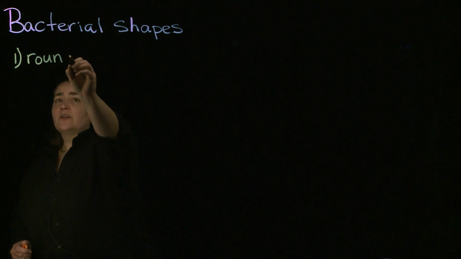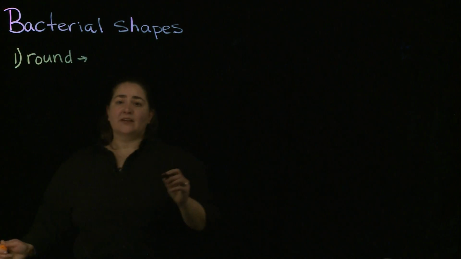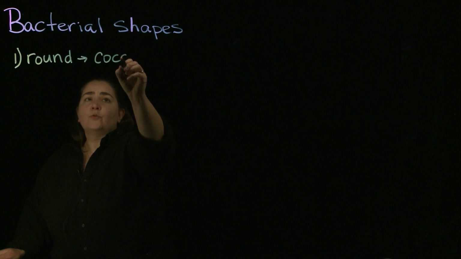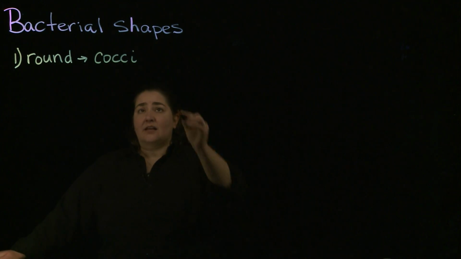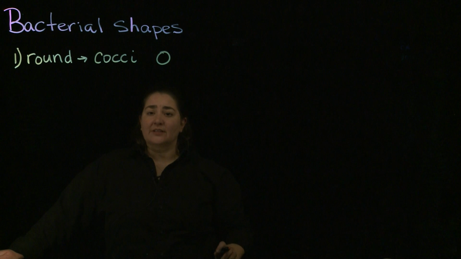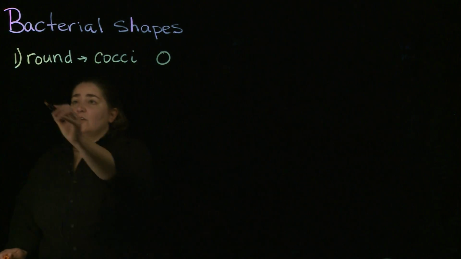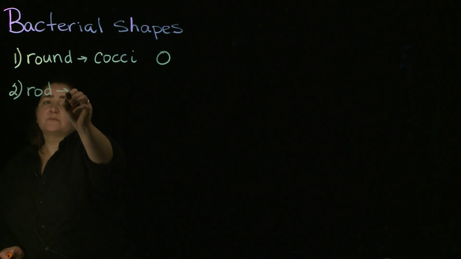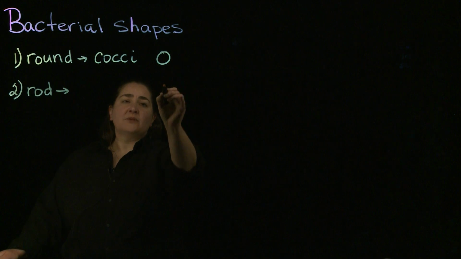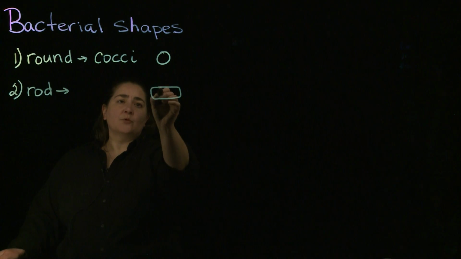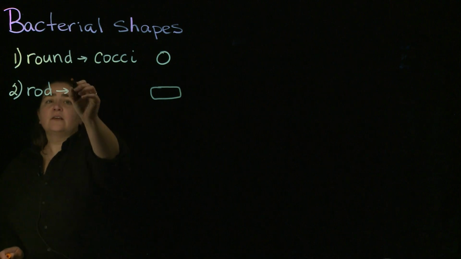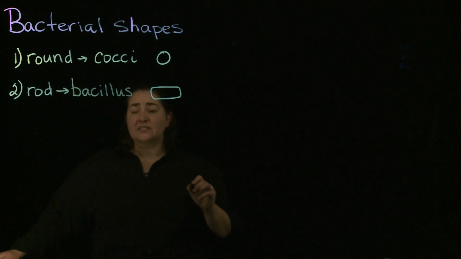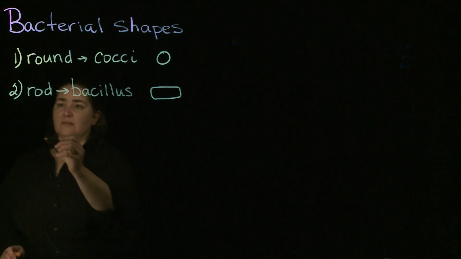We're going to have bacteria that are round. If the bacteria is round, the proper terminology for that is cocci. So I'm going to draw a circle here. That's our cocci. We can have bacteria that are rod-shaped. So instead of being round, they may be a little more rectangular. The proper name for that is bacillus, for the rod-shaped.